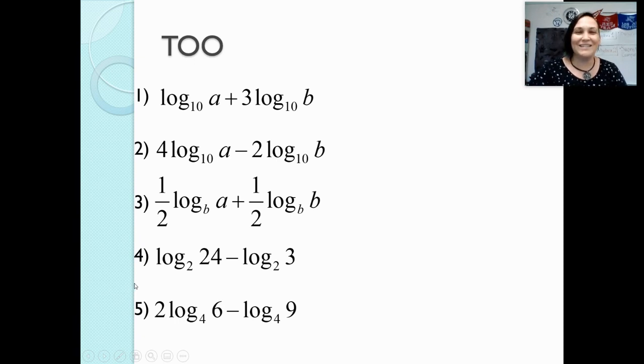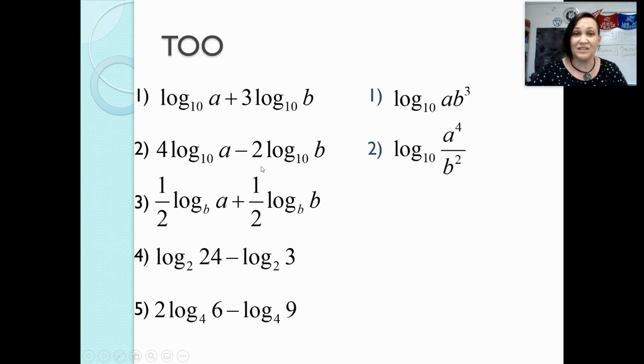All right, let's check and see how you did. So on that first one, log base 10, or you could just write log, right? Remember, if it's a base 10, you don't have to write the 10. And then that one was adding, so it changed to multiplication, a times b, and it's b to the 3rd because there was a 3 in front of the log for b. My second one, very similar to the example. So it's a to the 4th and b squared, and it's a fraction since there was a subtraction sign right here.